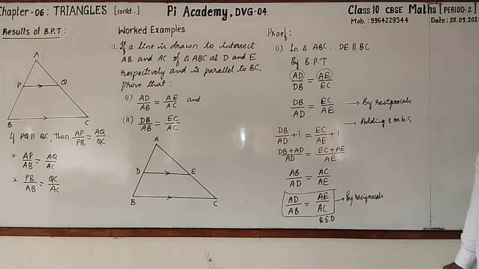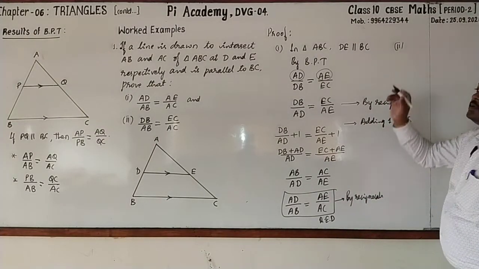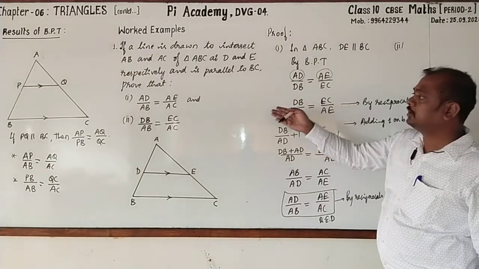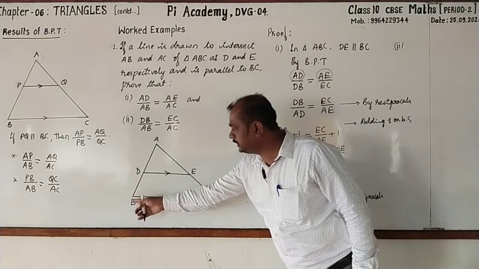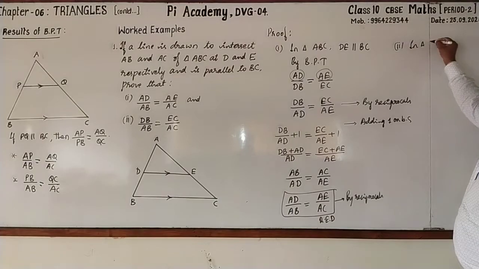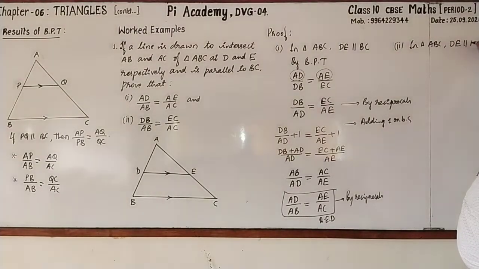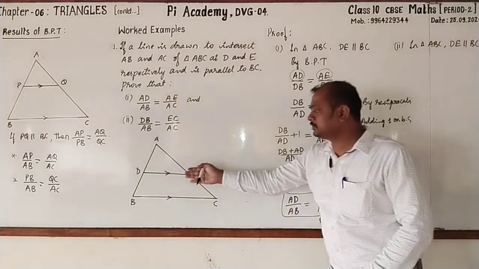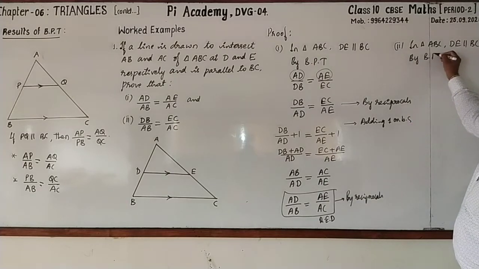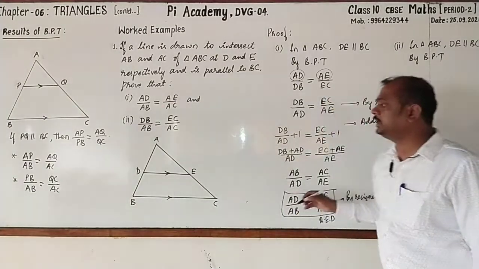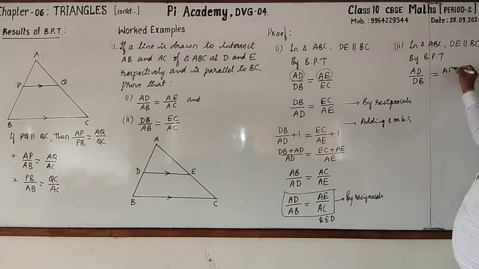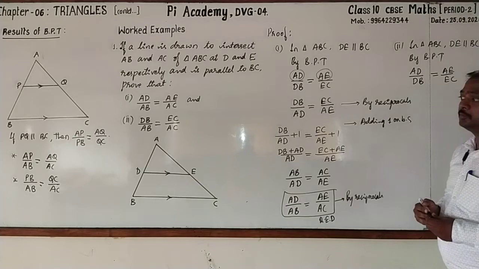So, the first one is over. Now, assume that the second one has been given separately. Again, you will have to follow the same steps up to here. Look at it. This time we are going to prove that DB by AB equal to EC by AC. Again, you should write in triangle ABC, we know that DE is parallel to BC. Written. If a line drawn is parallel to a side, then it divides the other two sides proportionately according to the basic proportionality theorem. We can write AD by DB is equal to AE by EC. But what is required?